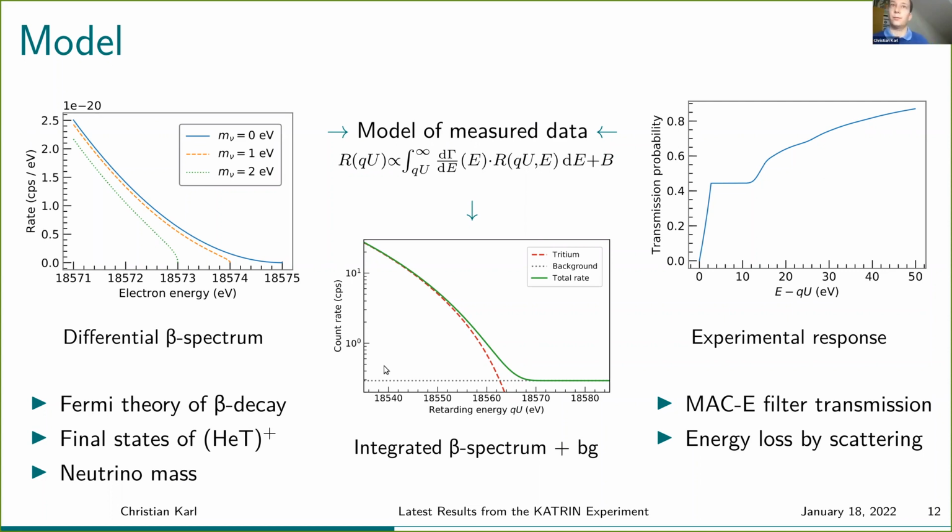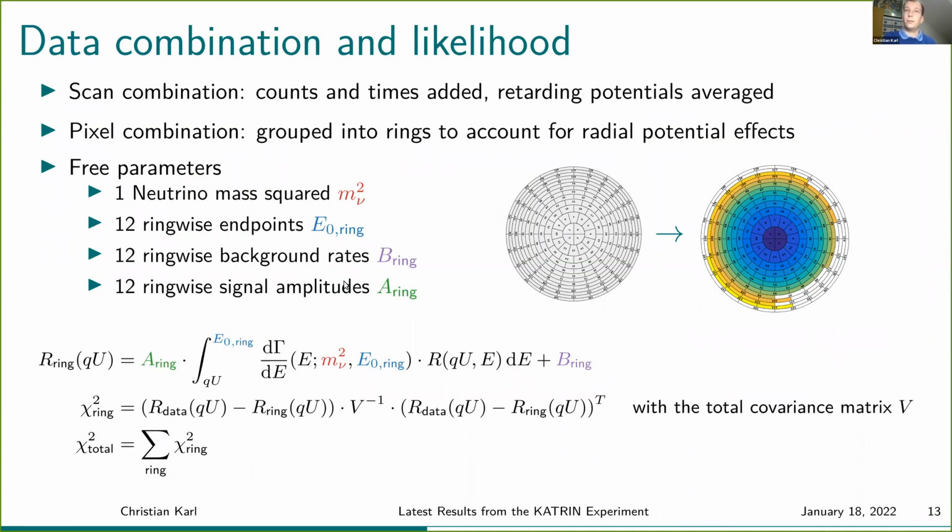All right, we have a model and we have data, so we can combine everything to a likelihood. So first of all, we'll have to somehow combine the data of the individual scans. And usually, at least for one measurement campaign, we can just add the counts and times and average over these retarding potentials because our reproducibility is absolutely excellent. So this part is somewhat simple. Now for the pixel combination, we remember that our detector is split into 148 pixels. Not all of them actually see signals or were active. So these are the white ones, which are basically removed for the analysis.